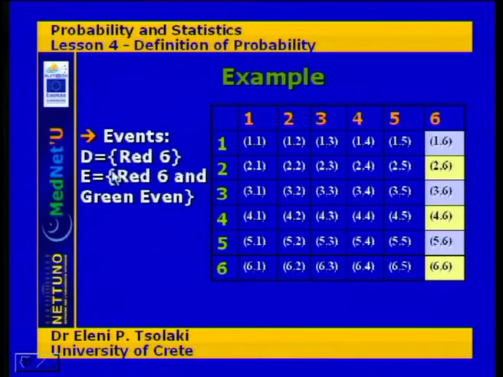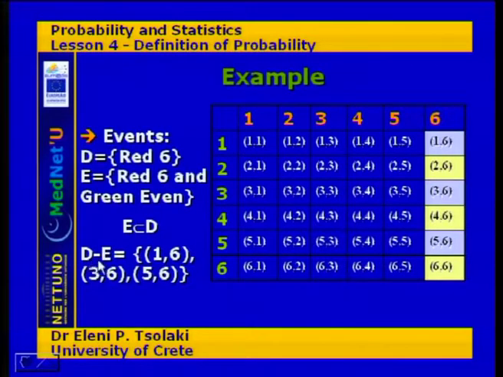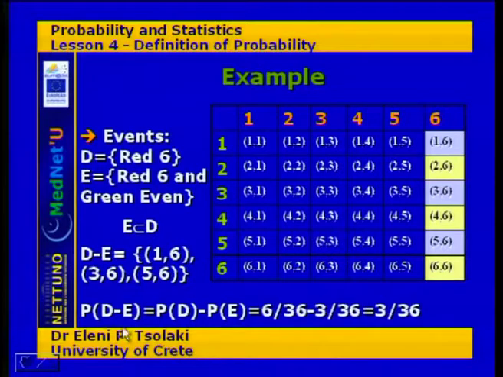Another example would be the event D, a red 6, and the event E, a red 6 and a green even. So here we see that E is a subset of D, and so D minus E are the elements 1, 6, 3, 6, 5, 6. We have taken out the elements of E, the 2, 6, the 4, 6, and the 6, 6. And so the probability of D minus E, using the rule we have seen, is the probability of D minus the probability of E, which we calculate is 3 over 36.